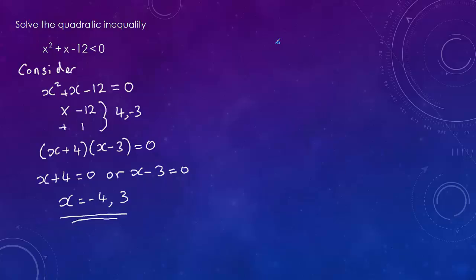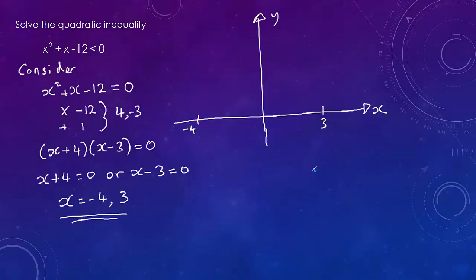Now think about this quadratic function. If we were to sketch it, the information that we have so far tells us that the x-intercepts are at negative 4 and at 3. Because the x squared term is positive, I know that it's going to be a happy curve. In other words, it's going to be a quadratic that's shaped like this.